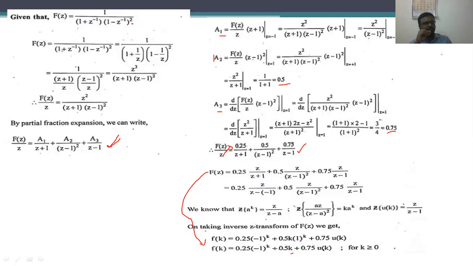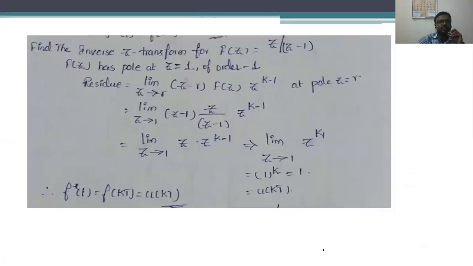Next, we are going to move to the residue method. Find the inverse Z transform for f of z is equal to z divided by z minus 1. From this problem, we are going to obtain the inverse Z transform with the residue method.